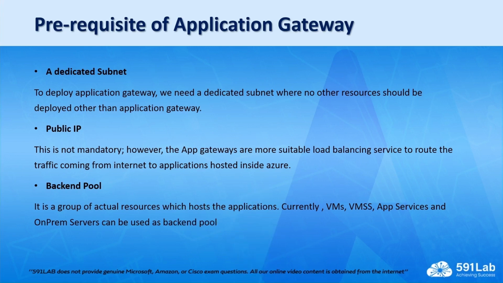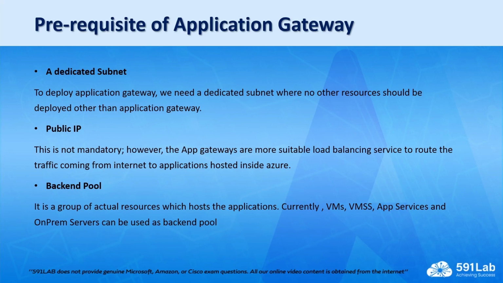Then third prerequisite is backend pool. It is a group of actual servers or resources where the application is hosted. Currently, we have virtual machines, virtual machine scale sets, app services, and on-prem servers that can be used as a backend pool. So this is all about the prerequisites which we need to understand before the creation of Application Gateway.